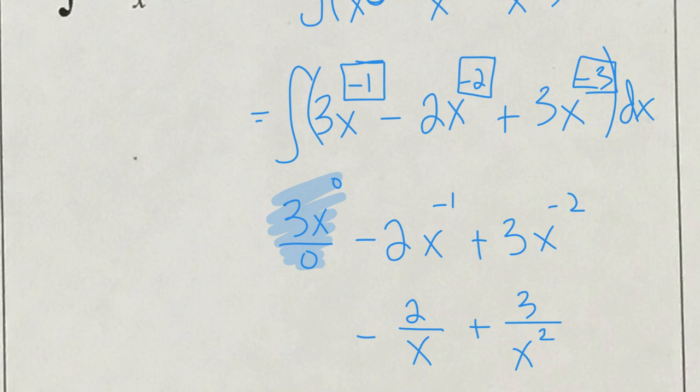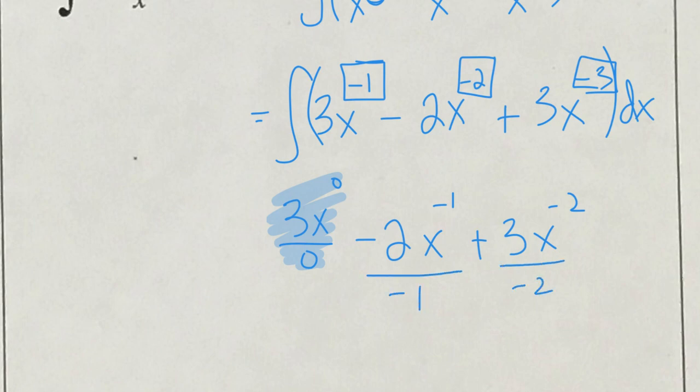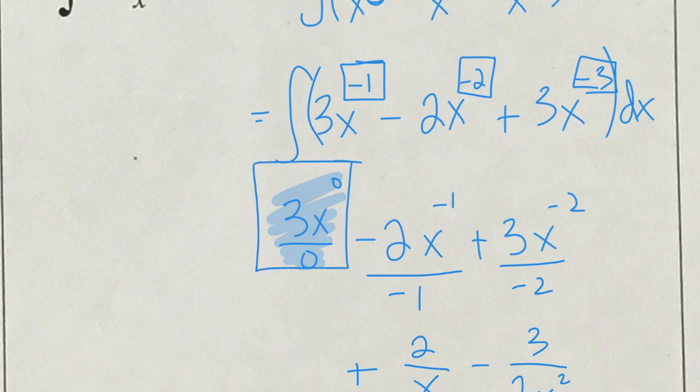Gracias to my students. They have enlightened me of a forgotten thing. And that is, in my rules, I have to divide this by -1 and divide this by -2. So this would actually be a plus 2 over x and a minus 3 over 2x squared, when those ones become simplified. But we still have to deal with this 3x to the 0 over 0. Okay? There's nothing in our polynomials that help us do that.